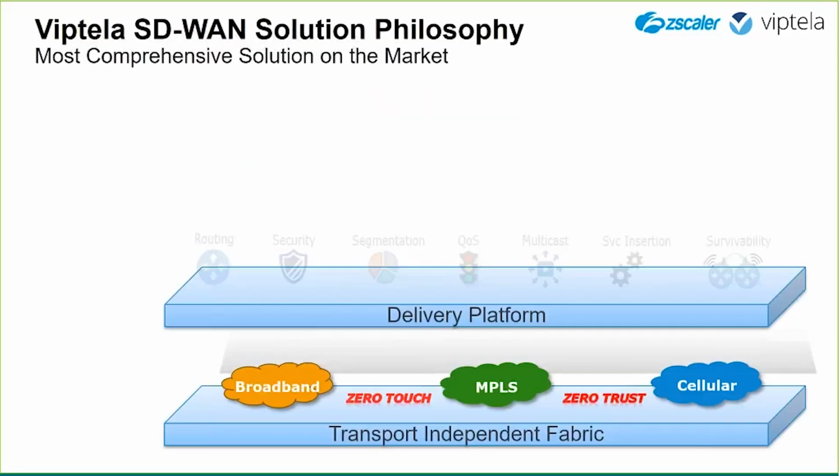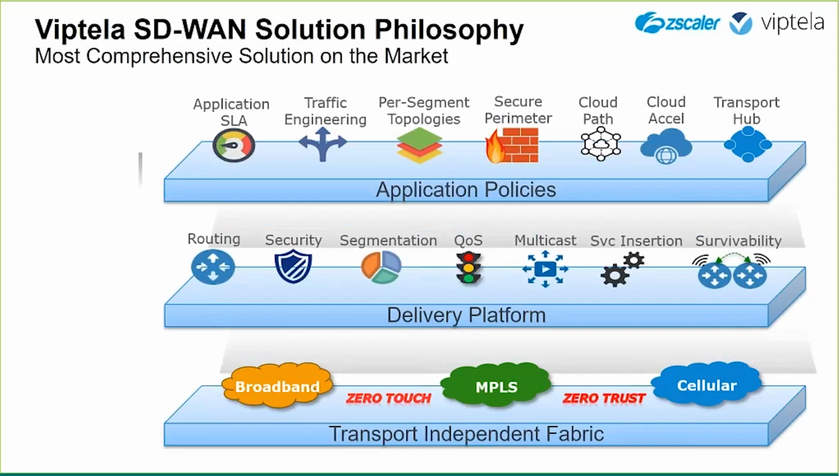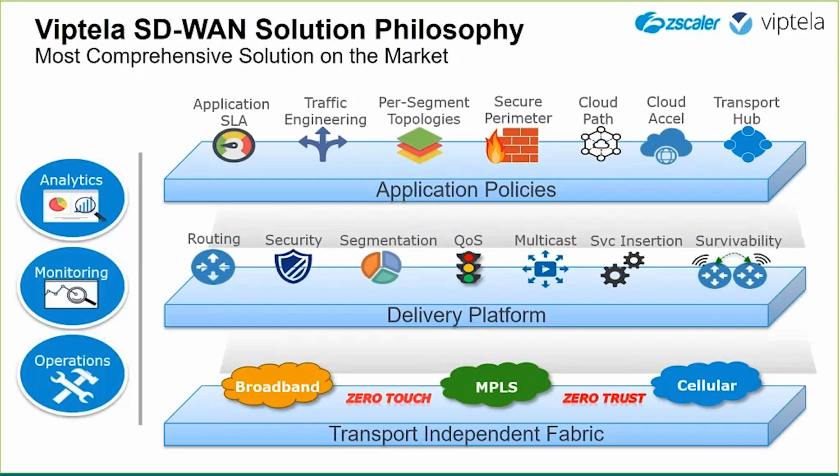So if you really look at the solution, I would highly encourage you to do your research on SD-WAN and what it can bring to the table. But to us, as we started to develop the solution with a clean piece of paper, here were some of the things that we considered. First, at the root of it, what you need is a completely transport independent fabric.